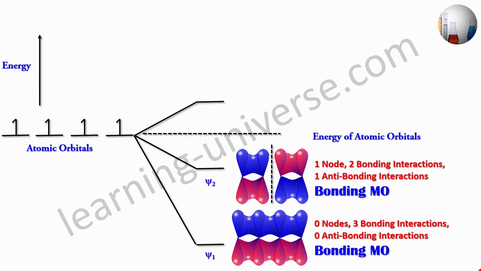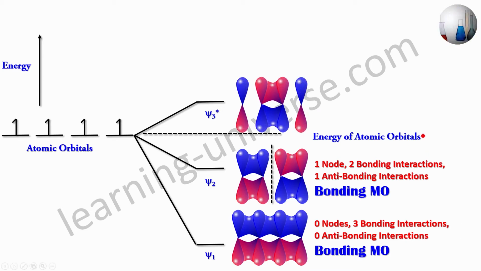Next, you have the one which is higher in energy than the atomic orbitals, psi 3 star, and look at this one. There is one bonding interaction here, there is one anti-bonding here and one anti-bonding interaction here. So, two anti-bonding interactions and one bonding interaction, making it an anti-bonding molecular orbital. Two nodes.